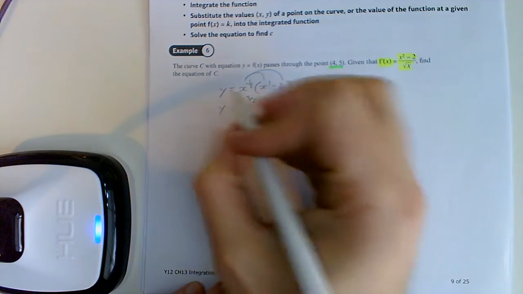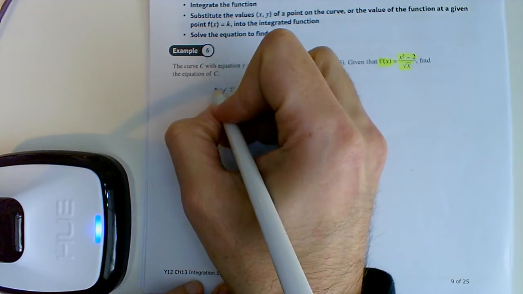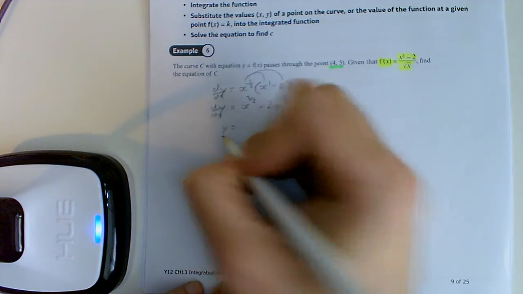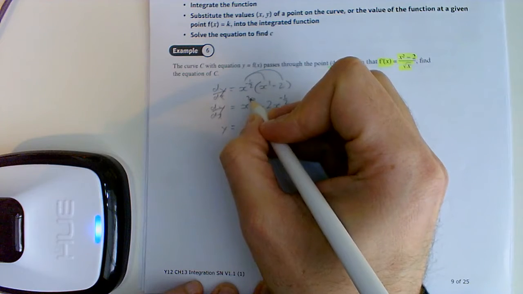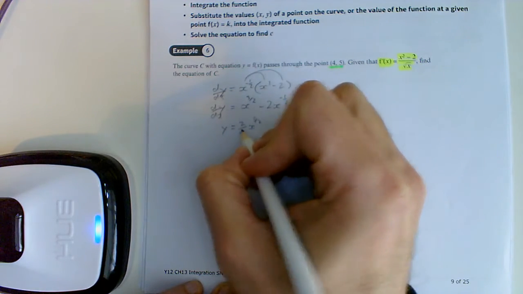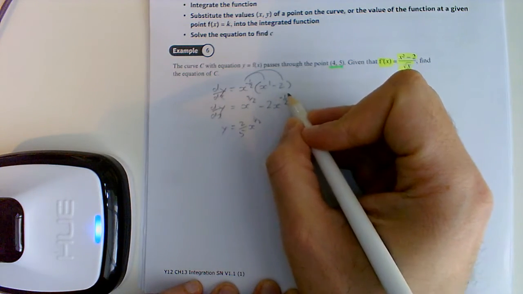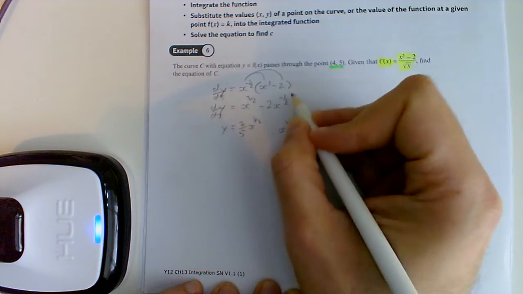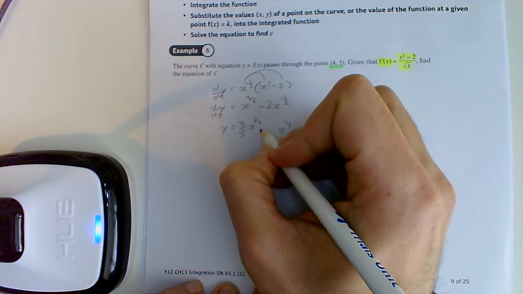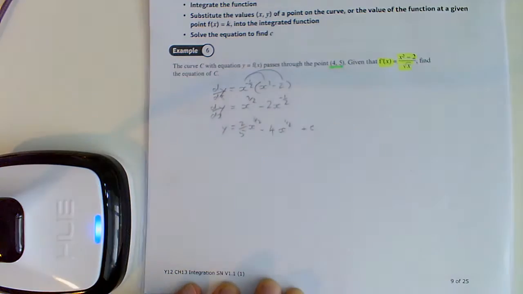So increase the power by 1 and divide by the new power. Remember, effectively, this isn't y, sorry, that's effectively dy by dx. So now I integrate and it will give me y. Increase the power by 1, that's going to go to x to the 5 over 2. Divide by the new power will give me 2/5 of that. Increase the power by 1, that's going to go to positive a half. Divide by the new power. Dividing by positive a half is the same as times by 2, so that'll end up giving me minus 4x to the half. And remember that we always have to put that plus c at the end.